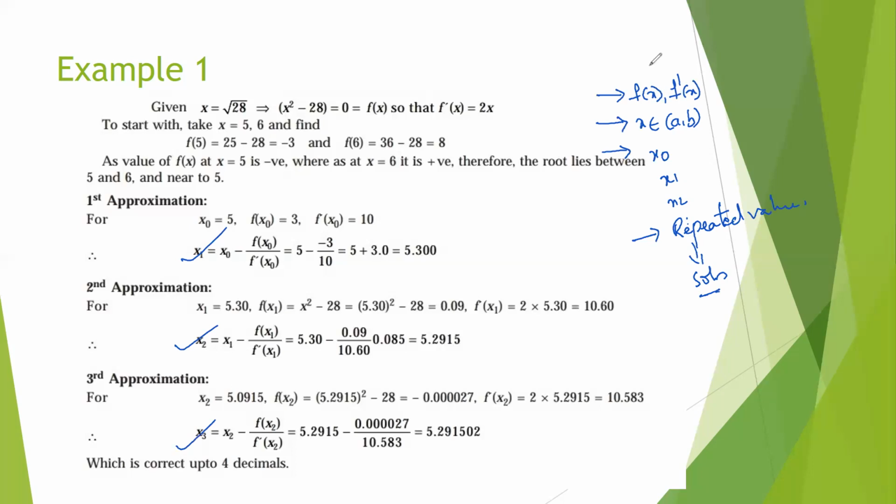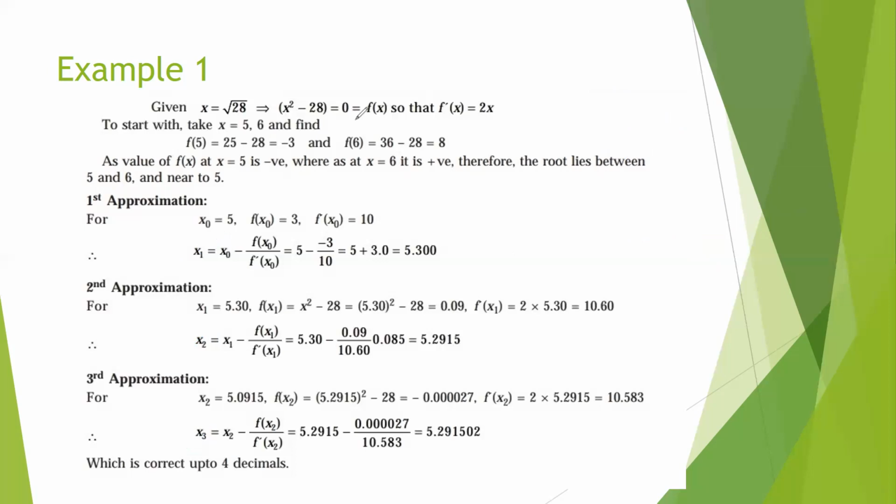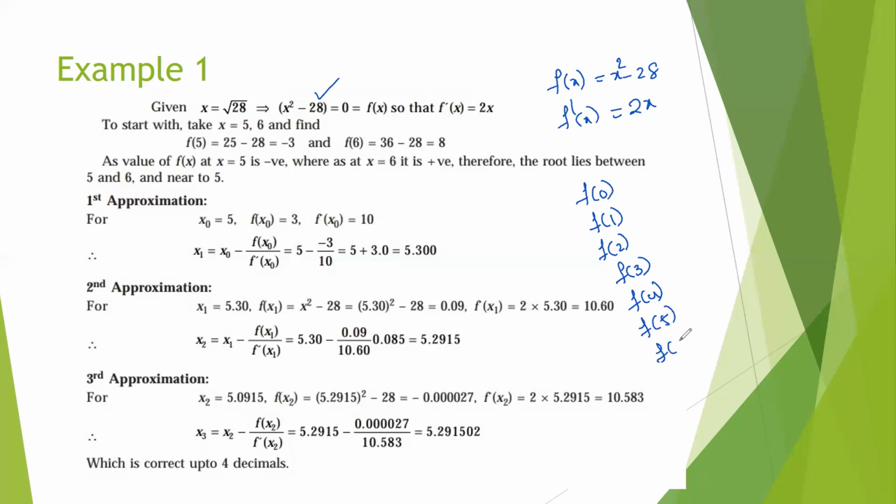As per our discussion, the given equation is x square minus 28 is equal to 0, right? So f of x we have considered as x square minus 28. Okay, so f dash of x becomes, by differentiation, 2x minus 0, that is 2x. So we need to estimate the interval, right? For that we need to find out f of 0 value, f of 1 value, f of 2 value, f of 3 value, f of 4 value, f of 5 value, f of 6 value.